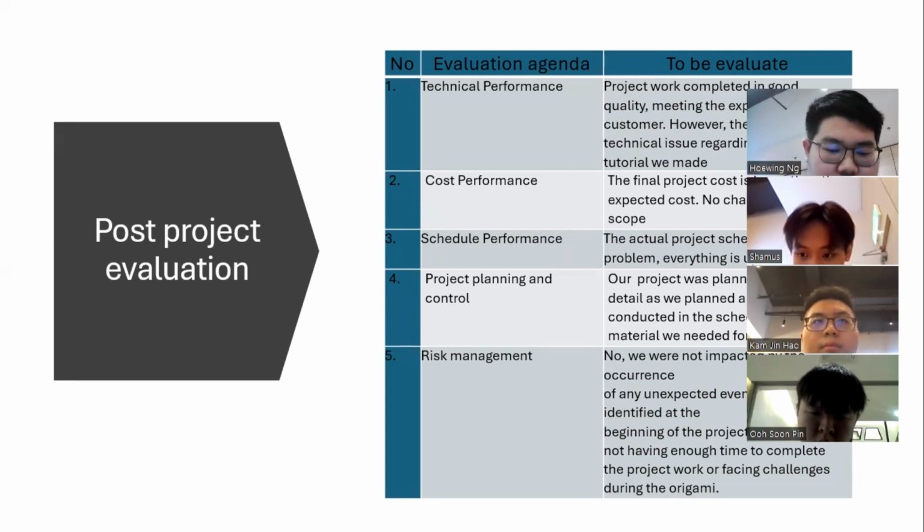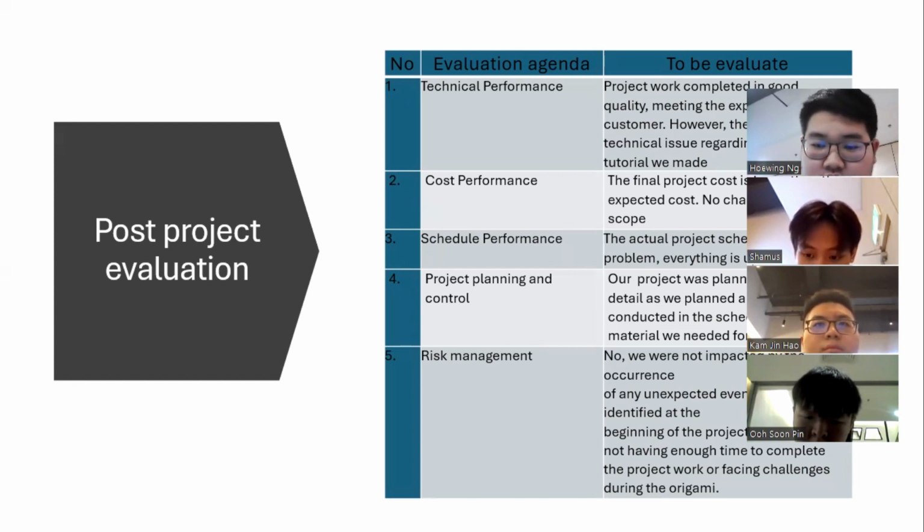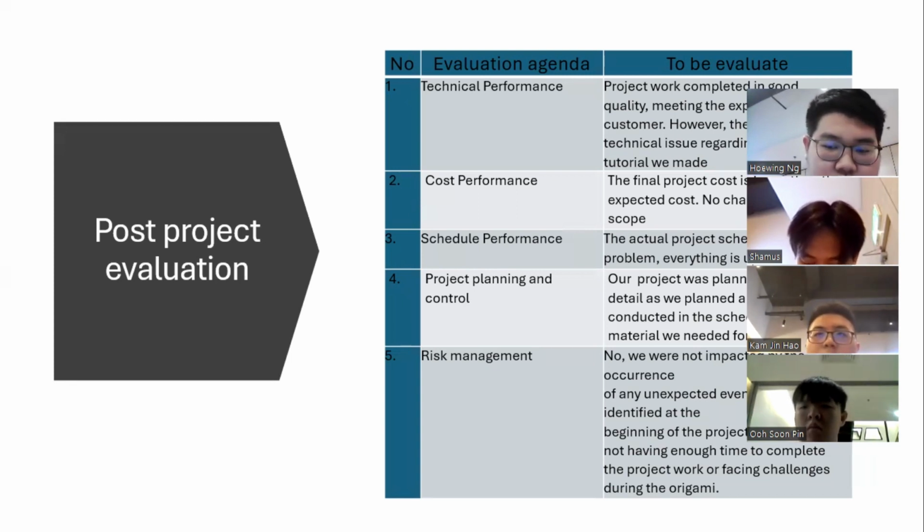Next is project planning and control. Our project was planned in sufficient detail as we planned any activities conducted in the schedule and the material we needed for this project. The fifth evaluation agenda is risk management. We also identified the risk at the beginning of the project. The risk of this project is not having enough time to complete the project work, or facing challenges during our project model, origami, and other stuff.